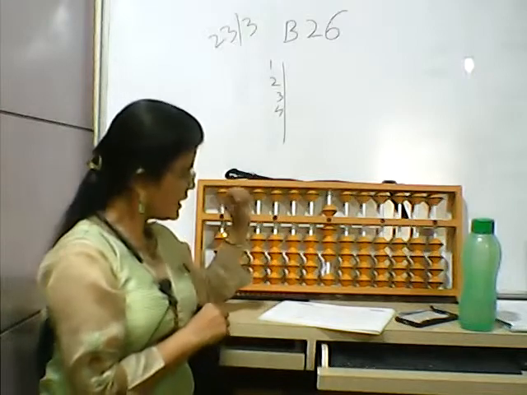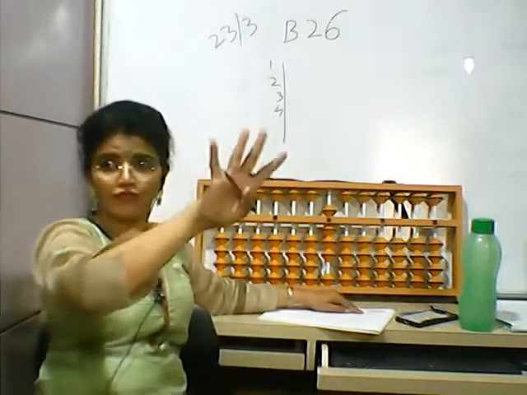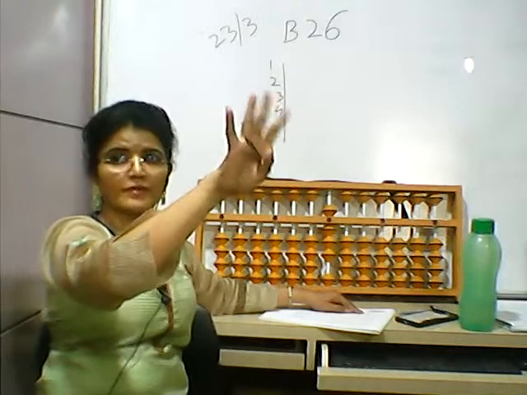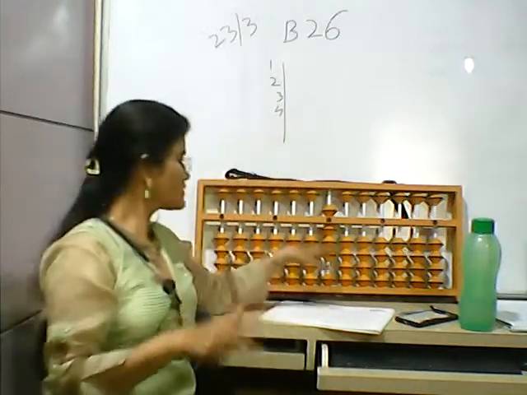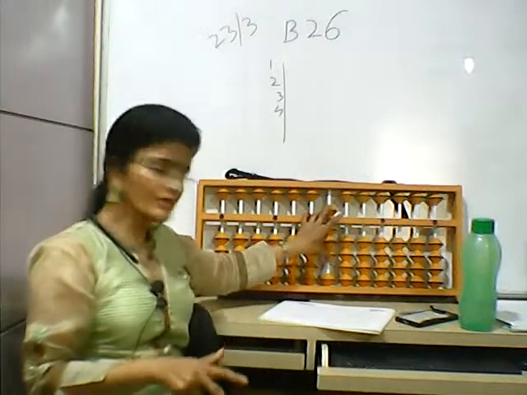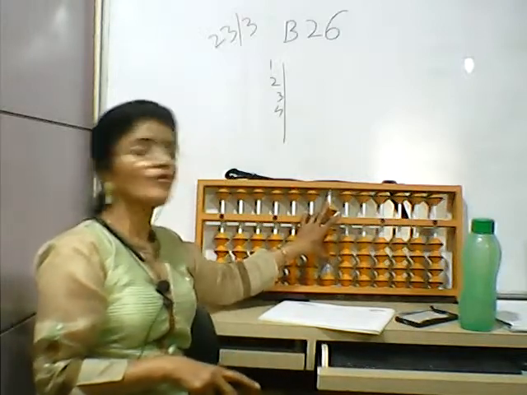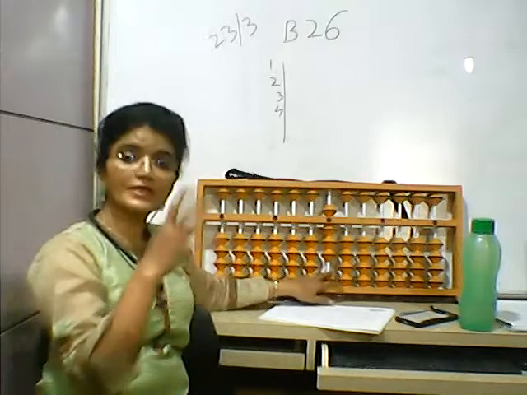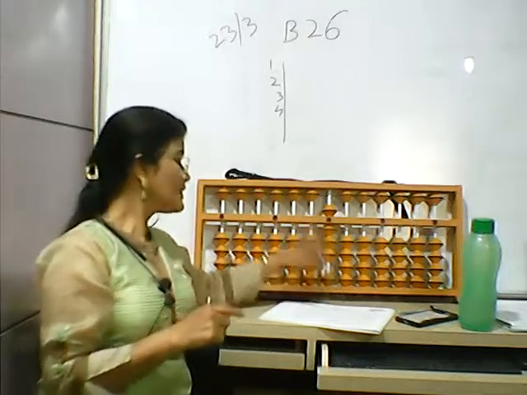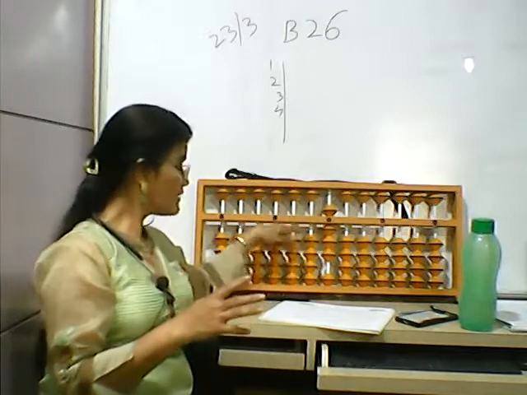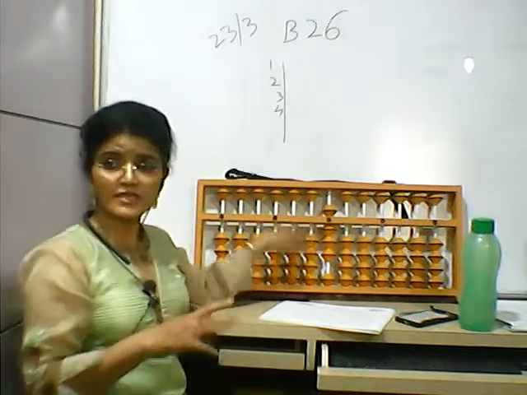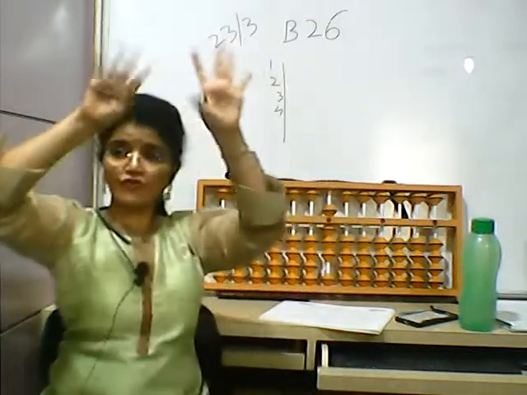Sum number 4. 8. 5 and 3. Close action. 5 and 3. Close action. 4. 4 is to nahi hai. Can we take the help of 5? No, 5 is already used. Can we take the help of 10? Yes. Show 10. Show 4.